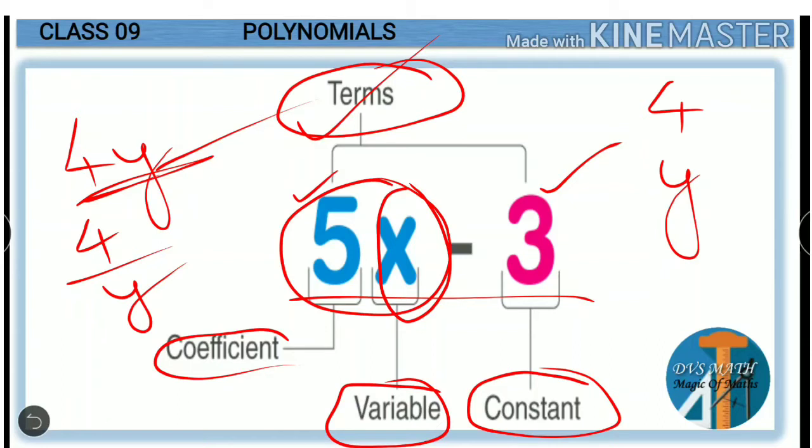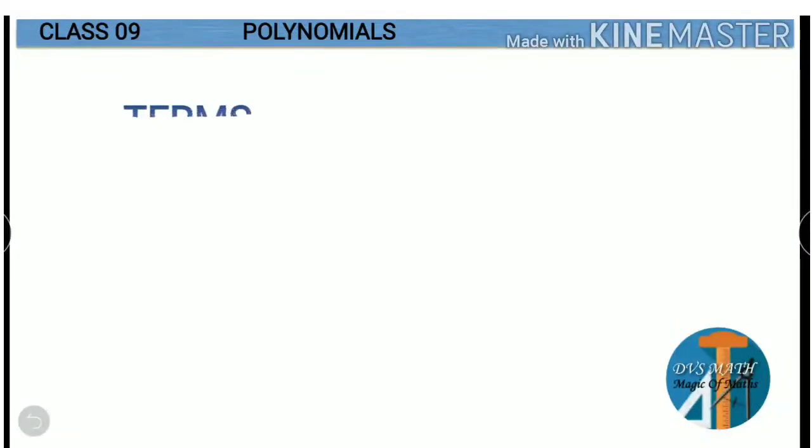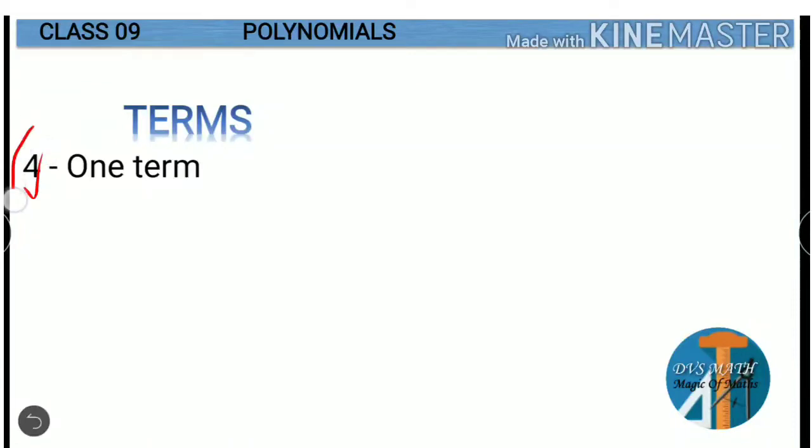We'll go next. So observe, if we come to the terms, the first example I am taking is 4. 4 is a constant. We have only one number, right? That means if we consider an operation like plus and minus, here there is nothing. Here we only have the number 4. Clear? So here it is an expression consisting of one term. It is one term which is a constant term. So let's go to the next one.